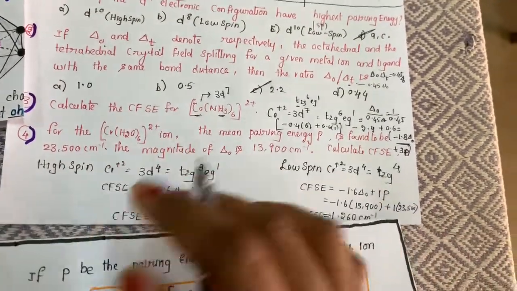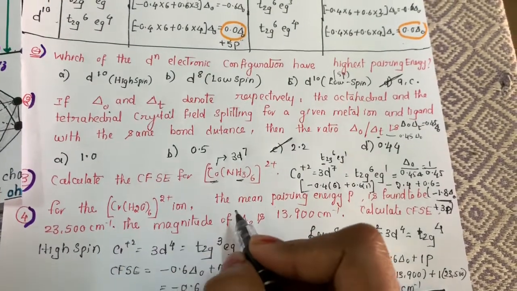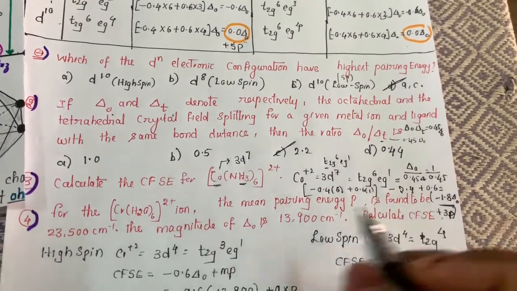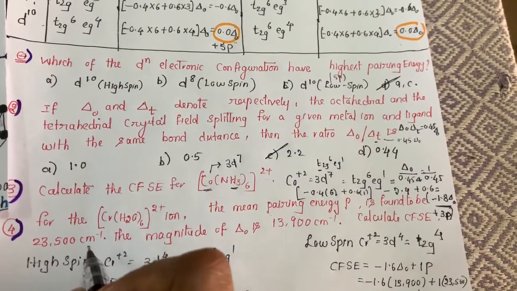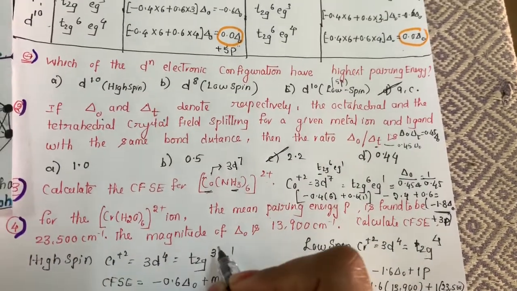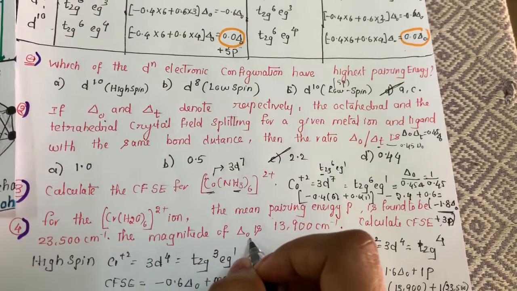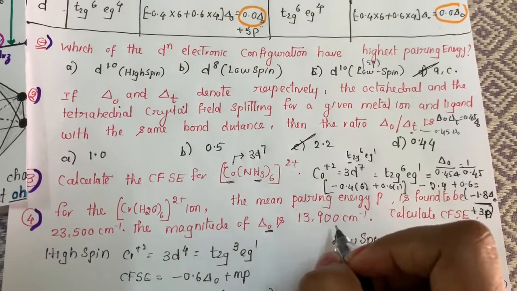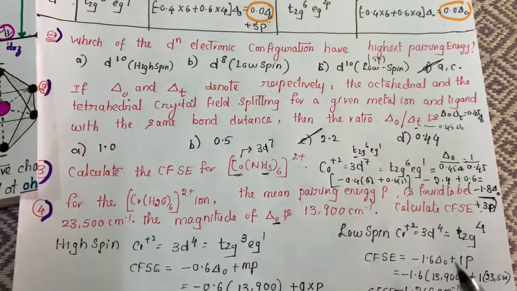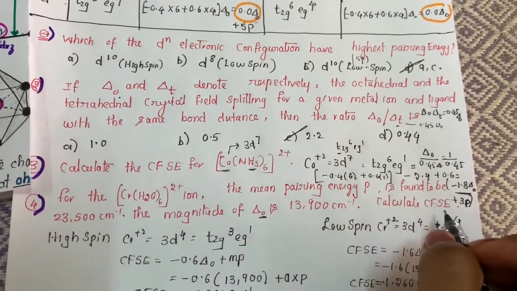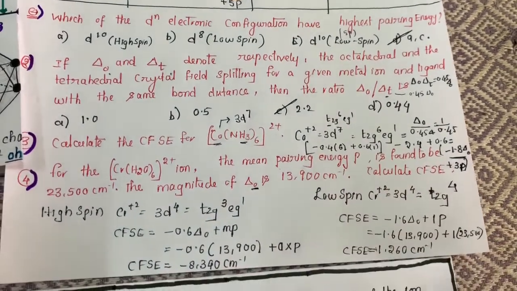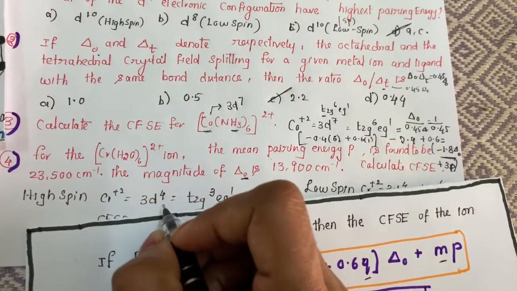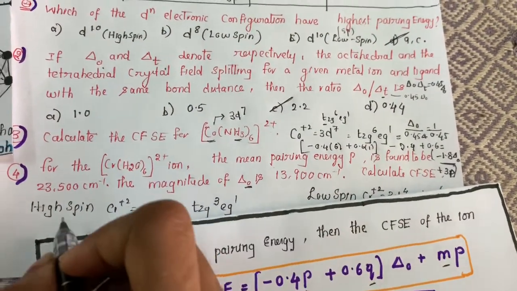Next, for the hexaaqua chromium plus 2 complex, they are asking about pairing energy. They have given the value of pairing energy, that is 23,500 inverse centimeter, and the magnitude of delta O, the octahedral crystal field splitting, also given, that is 13,900. They ask you to calculate the CFSE for both high spin and low spin. First consider the chromium plus 2 complex, which is d4 configuration. We are considering d4 high spin first.